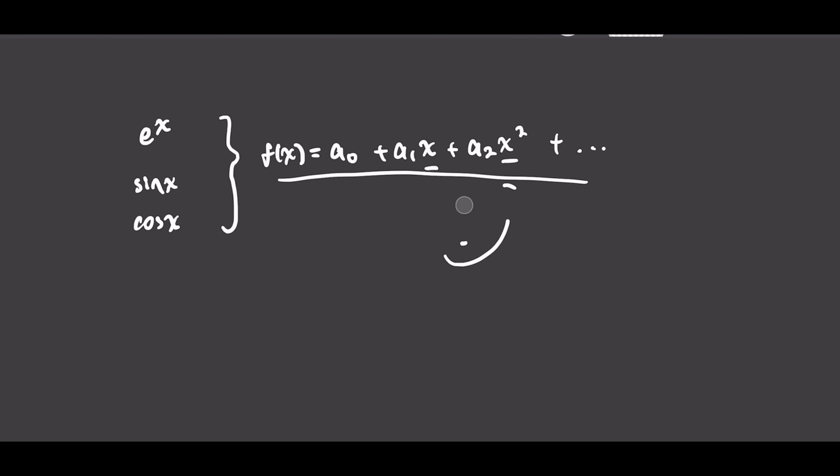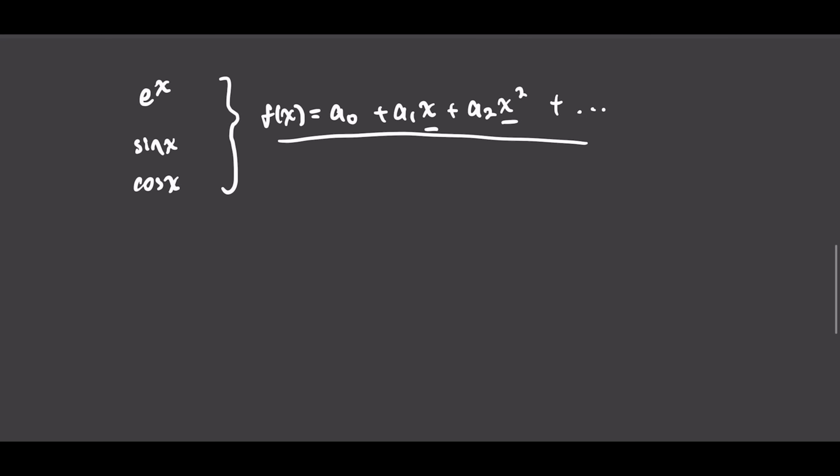Now the question is, how do we transform these special functions into polynomials? We can use the Maclaurin expansion to do this. Let's take a function f of x. Now, Maclaurin's theorem states that if this function is infinitely differentiable at x equals 0, then the function can be expressed as a polynomial with ascending powers of x going on forever.